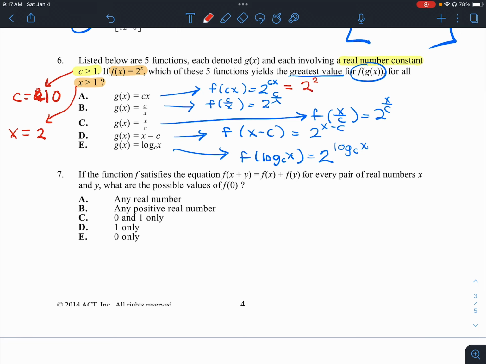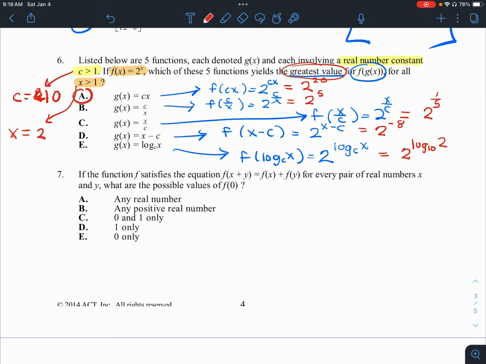That would make that 2 to the 20th. This would be 2 to the 5th if I plugged a 10 in for the c and a 2 in for the x. This would be 2 to the 1/5. This would be 2 to the negative 8th. And this would be 2 to the log base 10 of 2. All right, so this could just become a calculator problem now. Which of these 5 things, if you were to type them in, is going to give you the biggest answer? We're looking for the greatest value, and it's going to be letter A. 2 to the 20th is the biggest value.